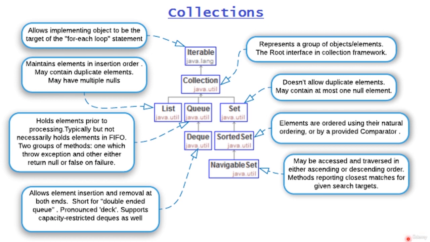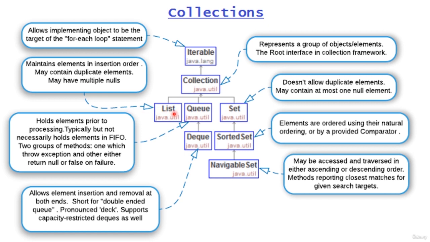We have above an Iterable. This is an interface. We are going to see all of these later on in this course. But I want you to concentrate on three things. The first is the Collection. This represents a group of object elements, and it is the root interface in the collection framework. We have List, we have Queue, we have Set. So the three things you should concentrate on in the collection are List, Queue, Set. Okay? Later on, we are going to see their implementations, their children, their subclasses, but just concentrate on List, Queue, Set now. Okay?